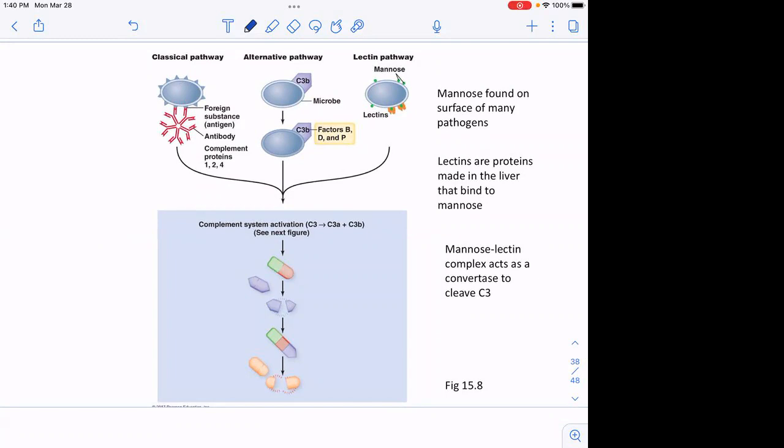So the three activation pathways, this is your book's graphic here. Okay, like I said, the classical pathway involves an antibody here bound to some foreign substance. Okay, that's what we call an antigen. And that again starts the cleaving of those beginning complement proteins.